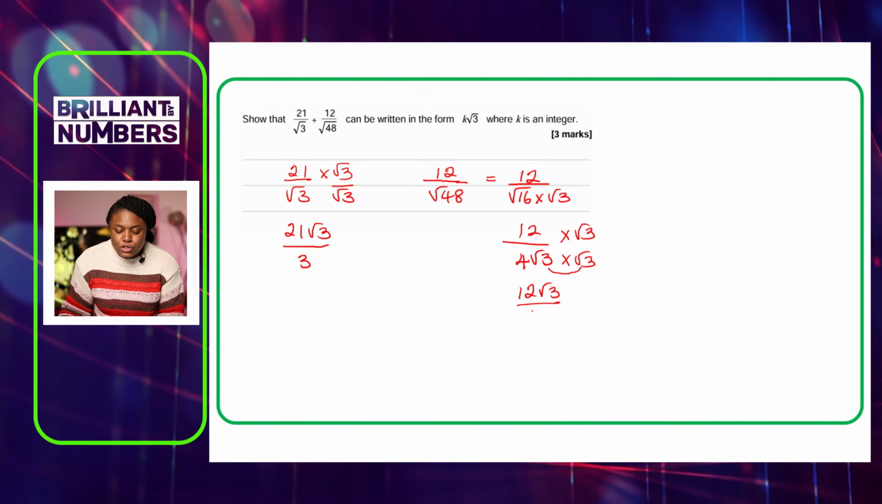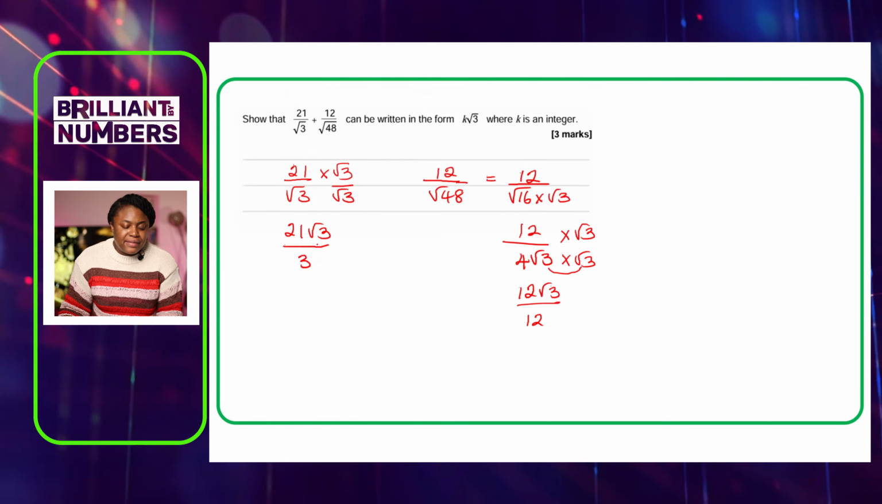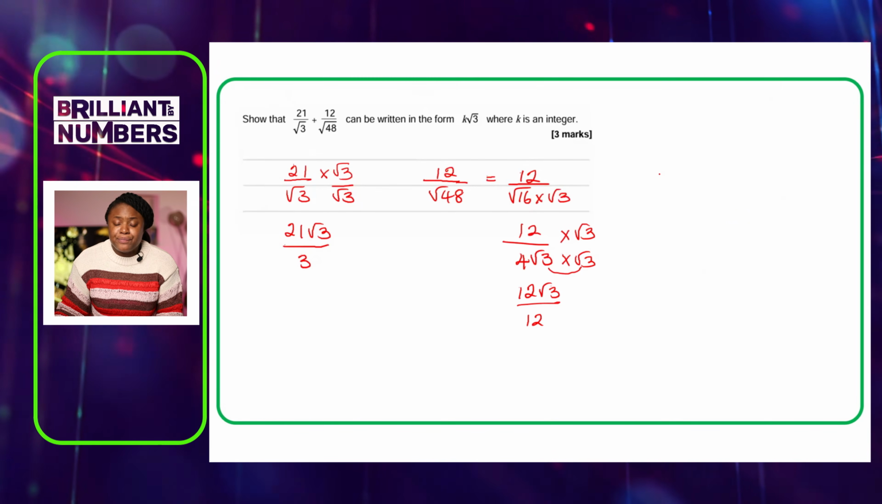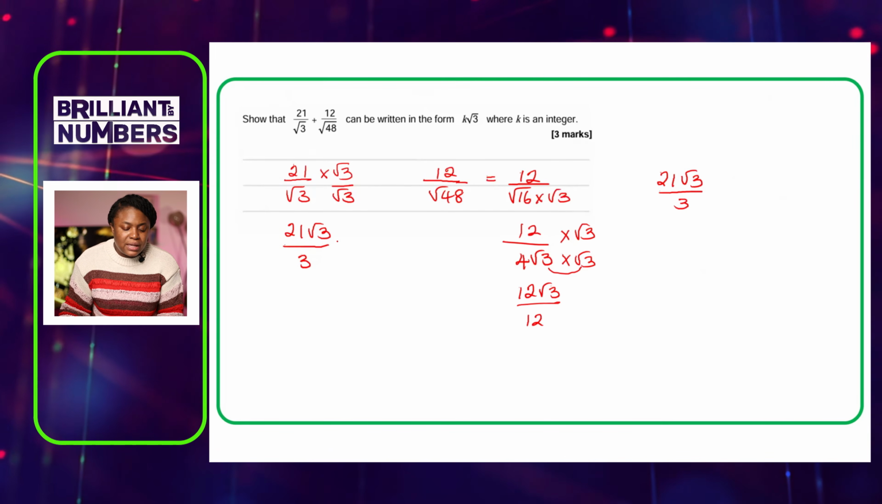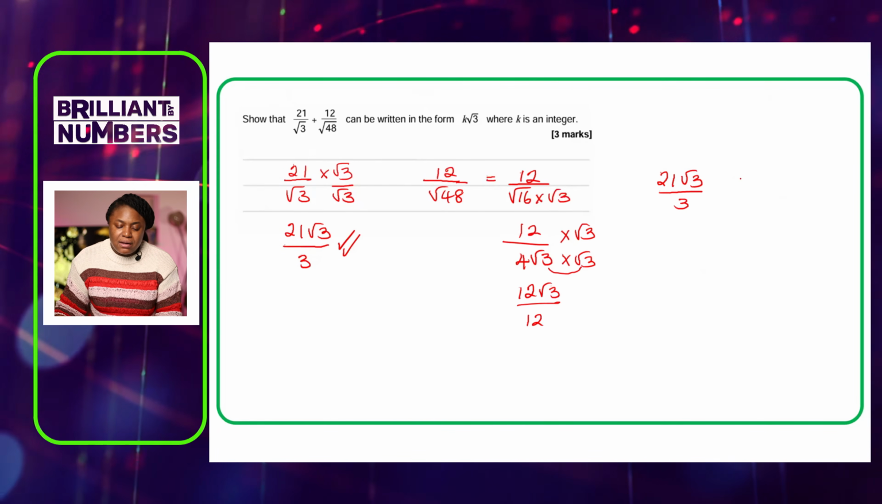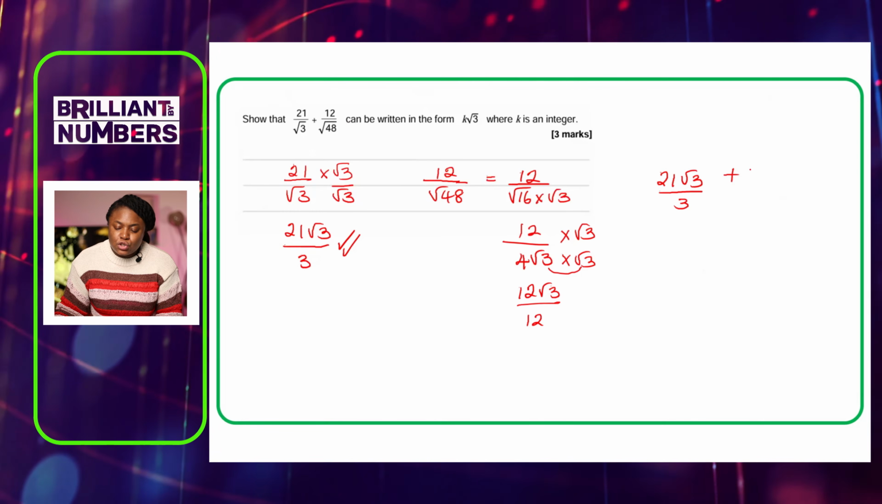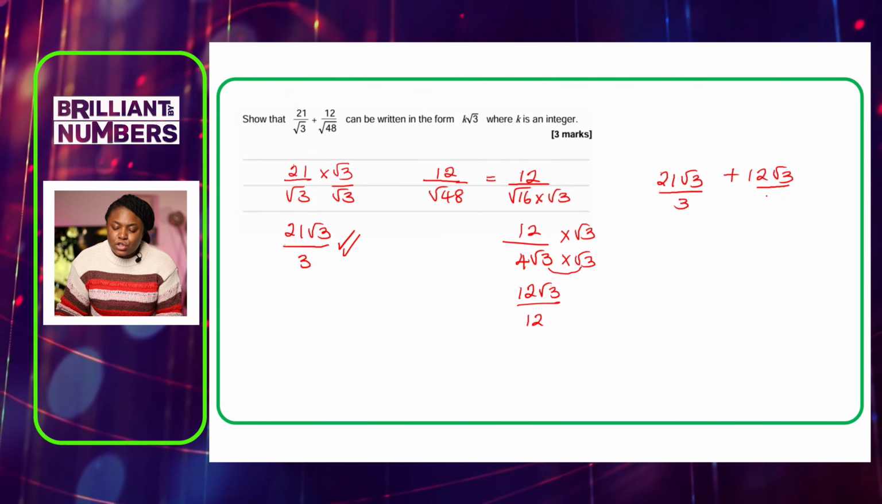3 times 4 is 12. So bringing it back together now that we've rationalized everything is going to be 21 root 3 over 3. That's this one that we've done before. And then this answer, we're adding them. So plus 12 root 3 over 12.